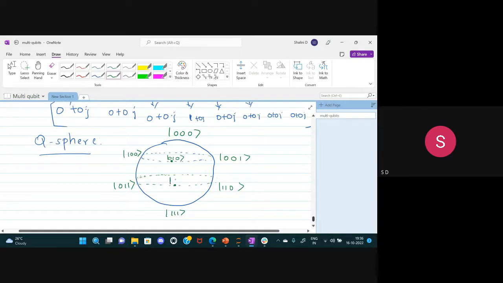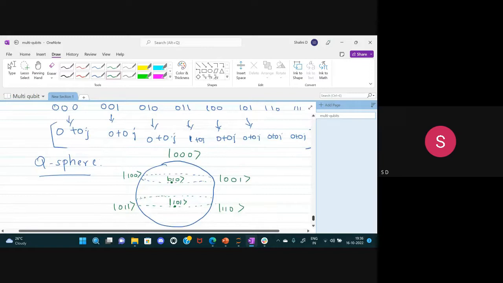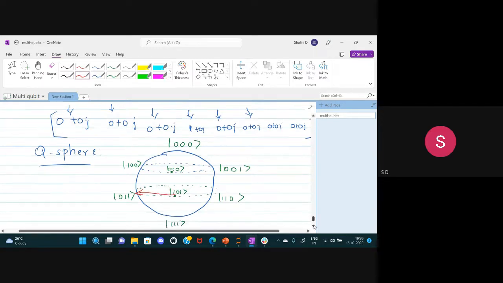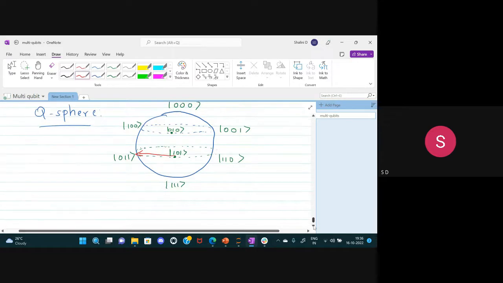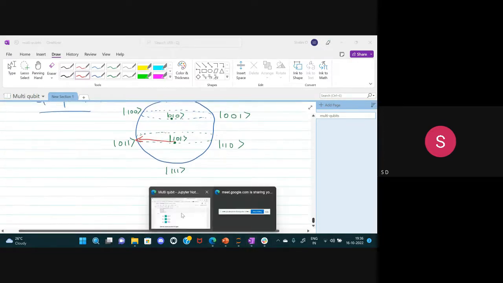This should be 1 0 1. So what output did we get? We got 0 1 1. From this part I will differentiate and show this. So it is like this. Okay, it points like this. The same you will get in the Q sphere in Jupyter notebook also.